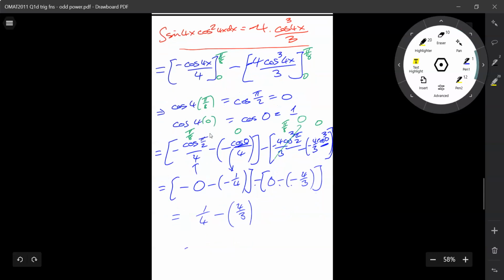And that gives me, the lowest common multiple is 12. 4 goes into 12 3 times, so it's 3/12, and here 3 goes into 12 4 times, so it's 16 over 12. So that gives me minus 13 over 12. And I'll just double check that for any errors. I think that's correct.